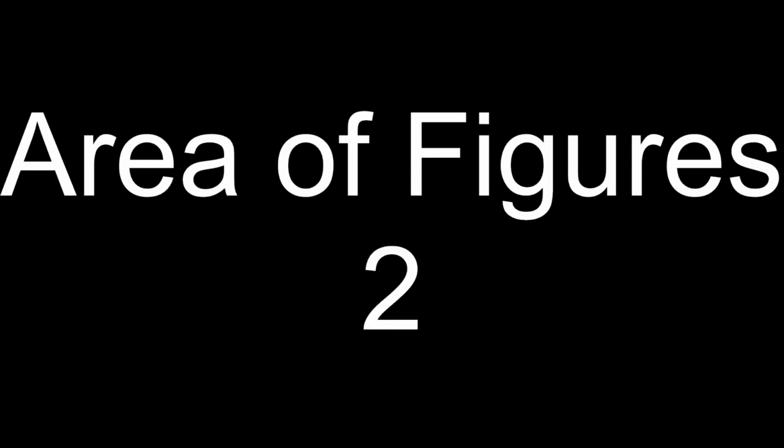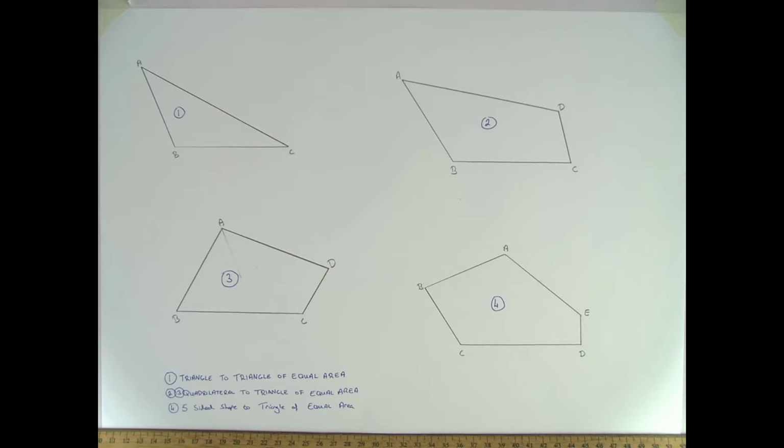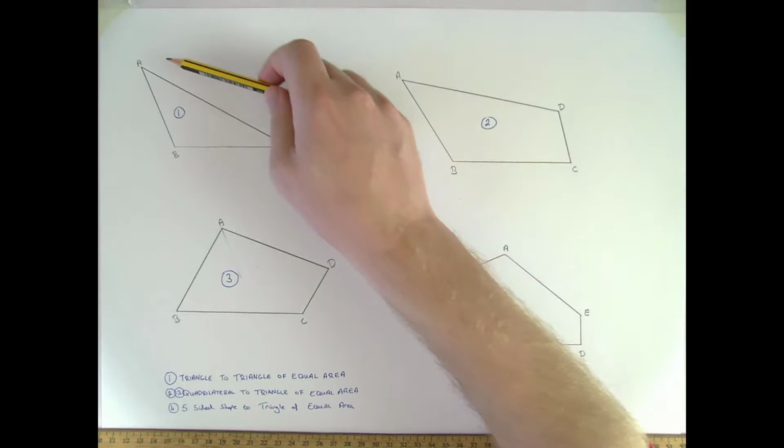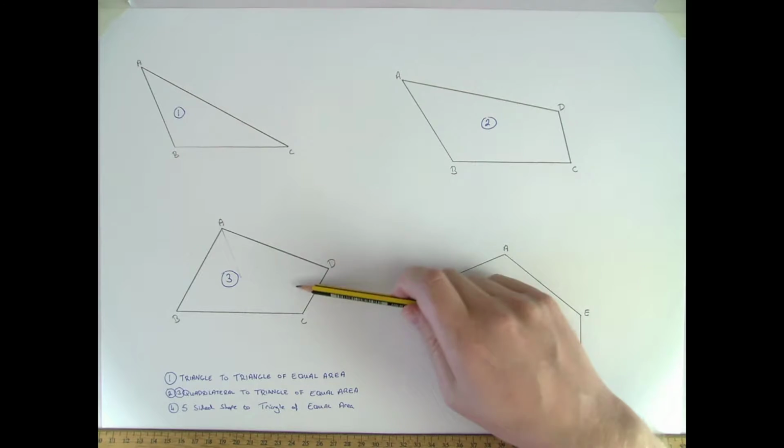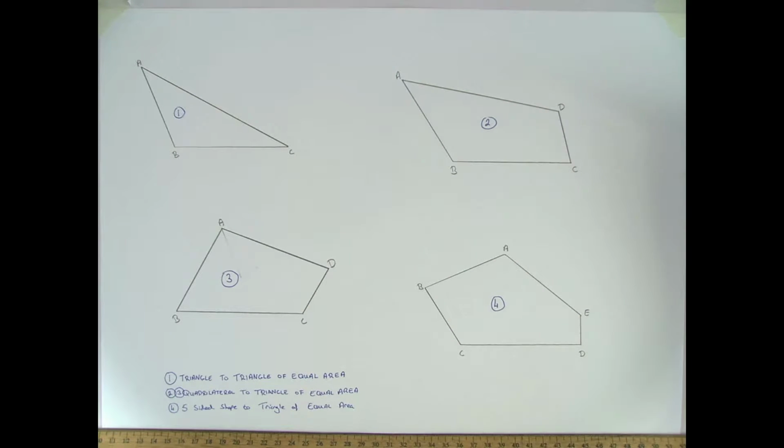In this video we are looking at area of figures, and in this video we're looking at converting a triangle to a triangle of equal area, just putting a small twist in it. We're going to convert a quadrilateral to a triangle of equal area, and we're also going to convert a five-sided shape into a triangle of equal area. So this is the setup of the page. We've got a scalene triangle, two quadrilaterals here, and then a five-sided figure here also.